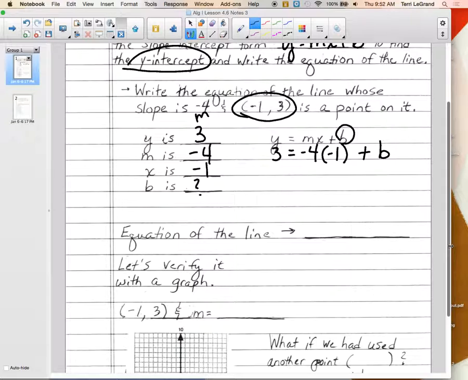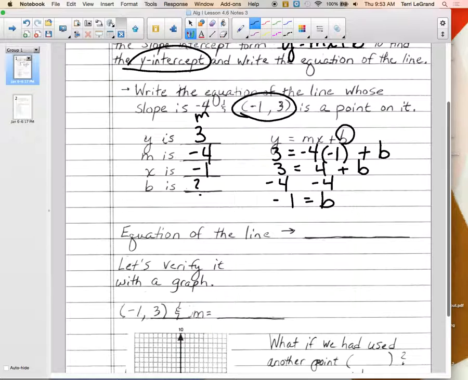So -4 times -1, what is that? 4. So we have 3 equals 4 plus b. What do we have to do to get b alone? Divide by 4? How about subtract 4? I like that idea better. Subtract 4 because 4 is being added to b, so we subtract it to get it out of there. What is 3 take away 4? -1.